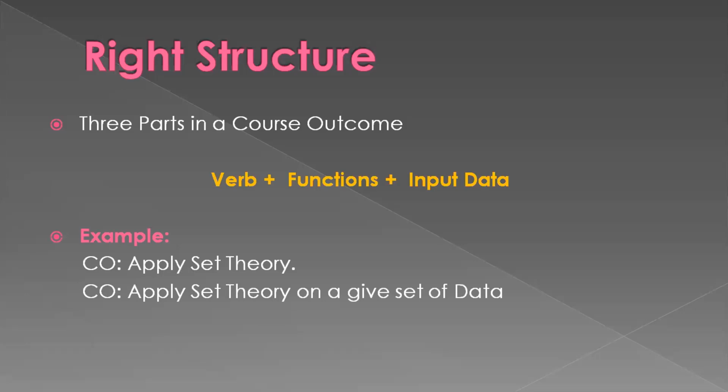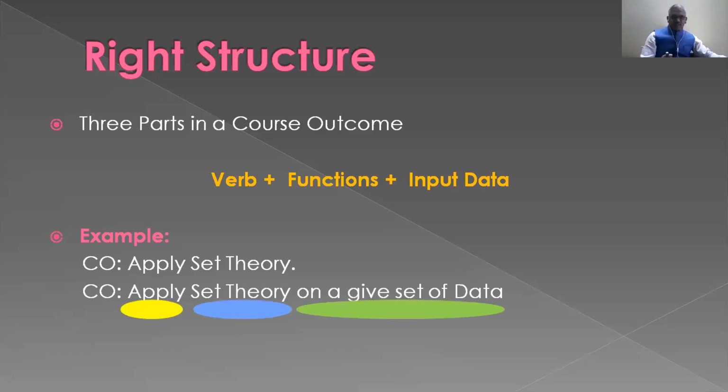See, apply is the verb, then set theory is actually the functions, a collection of functions. Where do you apply? On a given set of data, that is the input. So every course outcome should contain these three things. Structure may vary, but as a general rule, keep in mind that there must be a verb, a group of functions, and input data. Verb, functions, and input. Even in the course outcomes I read just before, go through them later and identify these three parts in each of them.